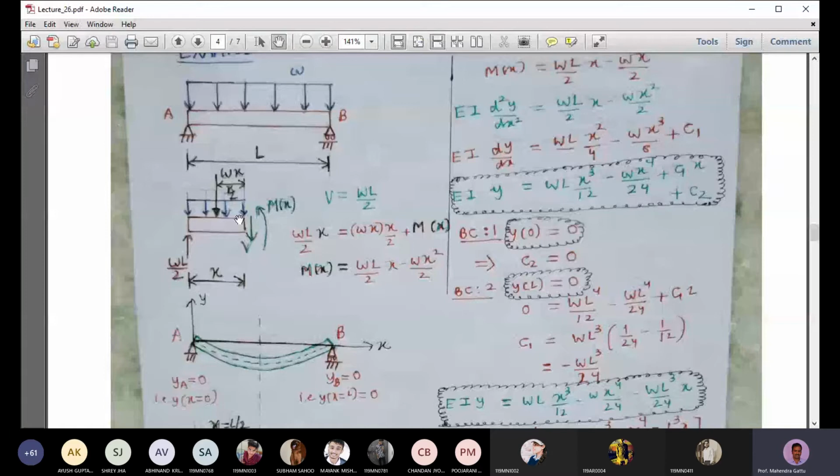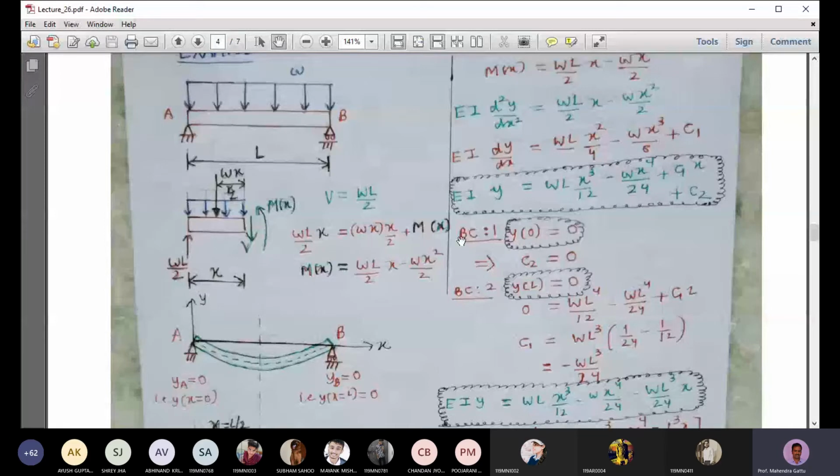The distributed load w we will resolve into a single force, and that value will be wx, located at a distance of x by 2, so it is at the midpoint. It is at a distance of x by 2 from this right surface, or from the left surface. Then we'll apply moment equilibrium about this right surface. wL by 2 into x will be the clockwise moment, and wx into x by 2 plus M of x will be the anti-clockwise moment.